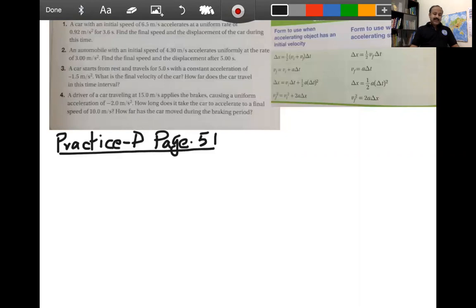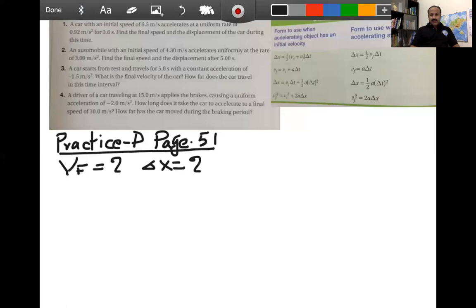A car with an initial speed 6.5 meter per second accelerates at a uniform rate of 0.92 meter per second square for 3.6 seconds. Find the final speed and the displacement of the car during this time. You can see the question is asking for the final speed, so you're looking for VF. Then they're also asking for displacement, so you also want to find out delta X. These are the two things you need to find out, VF and delta X.